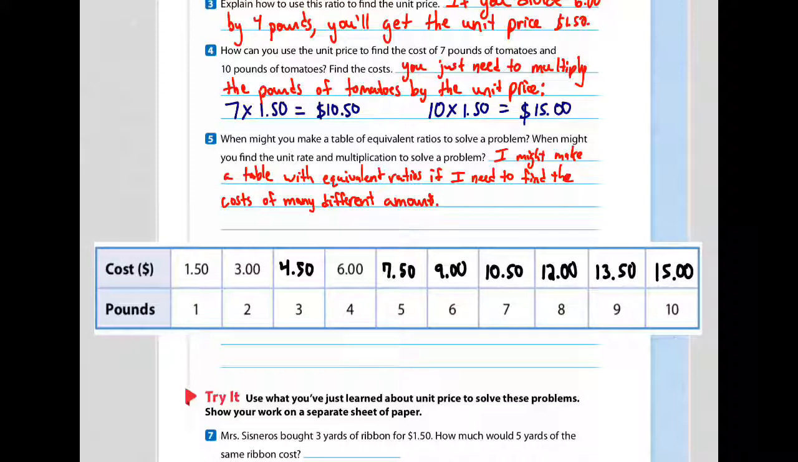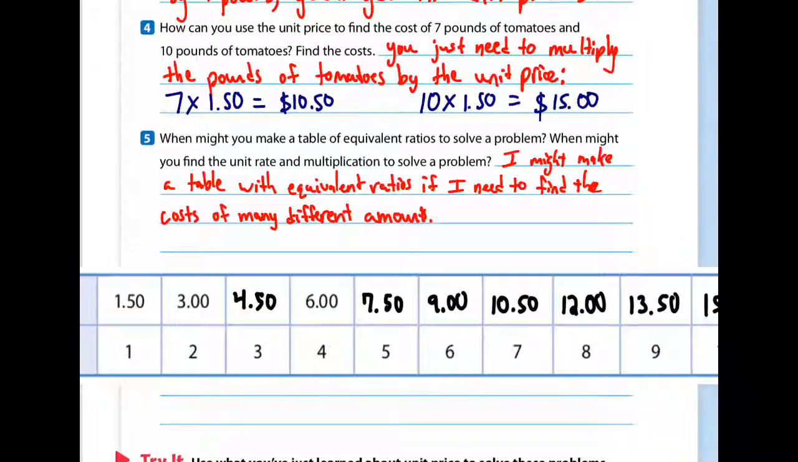So then the next part says, when might you find the unit price and multiplication to solve a problem? Okay. So I'm thinking, let's say I need to find the price of a lot of pounds, like let's say 100 pounds. Do I really want to make a table that goes from 1, 2, 3, 4, 5, 6, 7, 8, 9, 10, 11, 12, 13, 14, all the way up to 100? No, I'll be there all day. So in that case, I can just multiply 100 by the unit price. So I'm going to try to explain that in a sentence here.